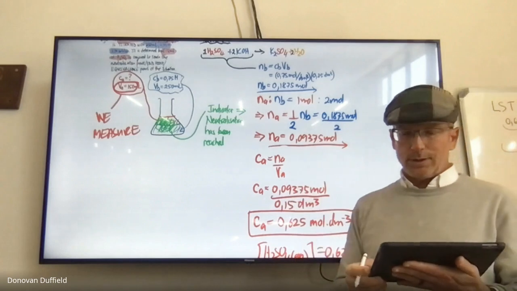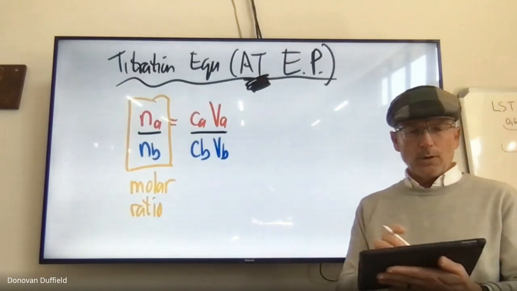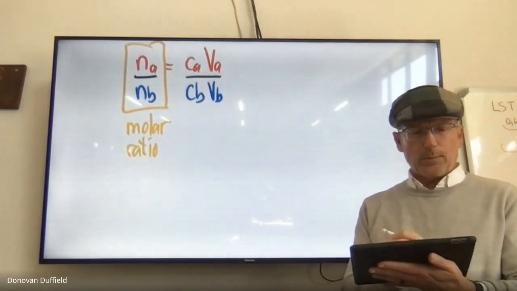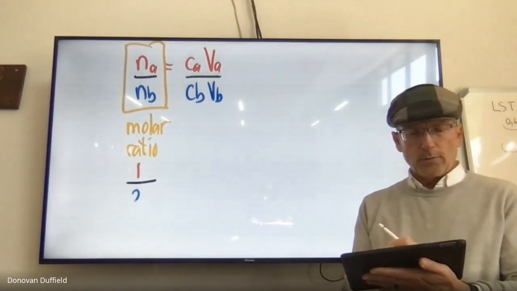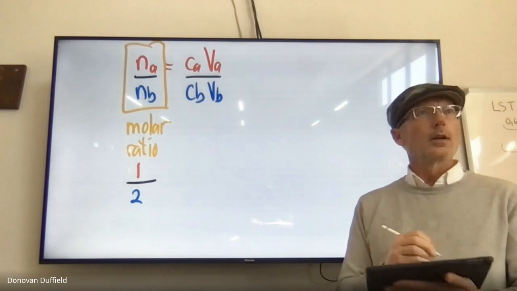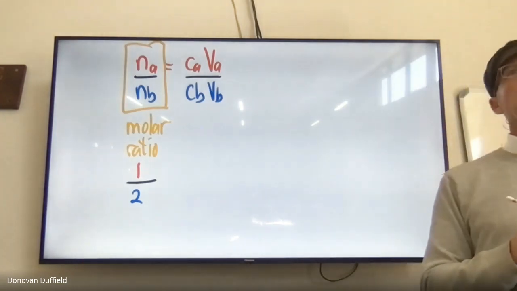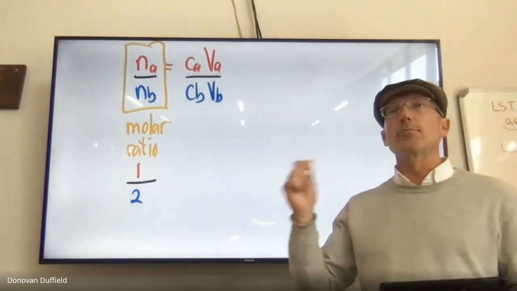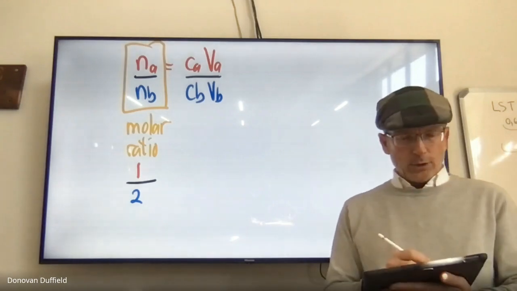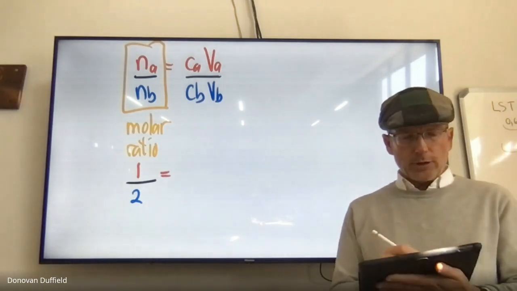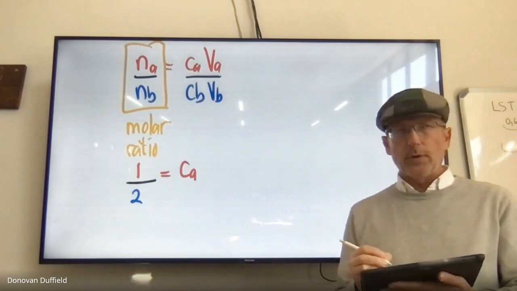Look how cool this is. So we go, okay, in order for neutralization to take place, it needs to be a 1 to 2 mole ratio. That's not exactly how many moles of base and acid you have. That is the molar ratio for neutralization. And your concentration, well, what is your original concentration of acid? We don't know. But look at this.